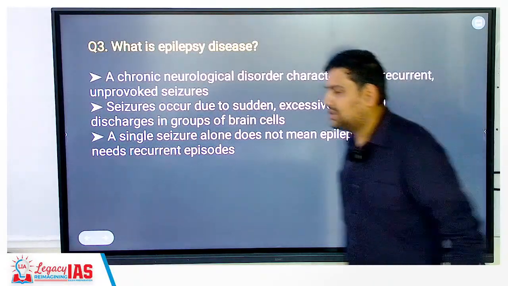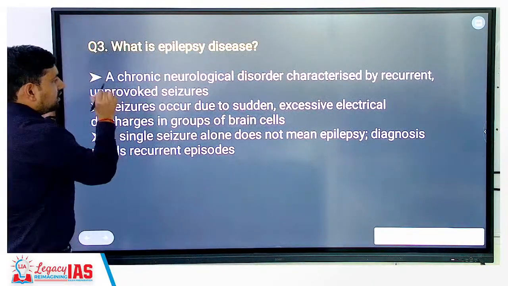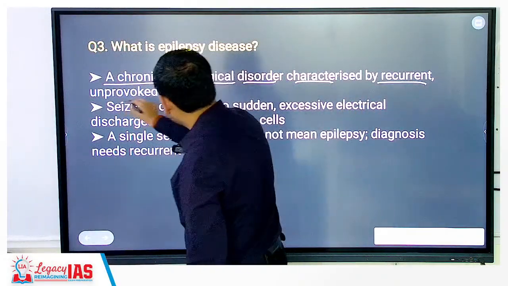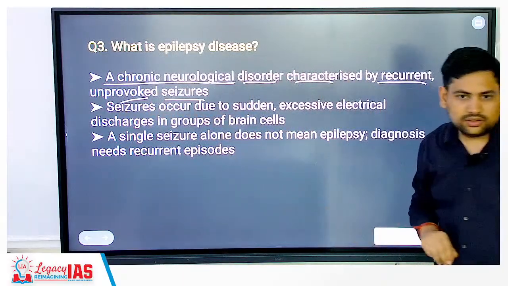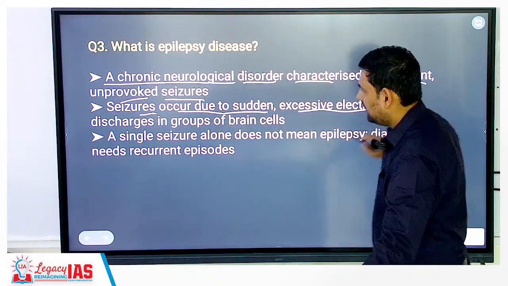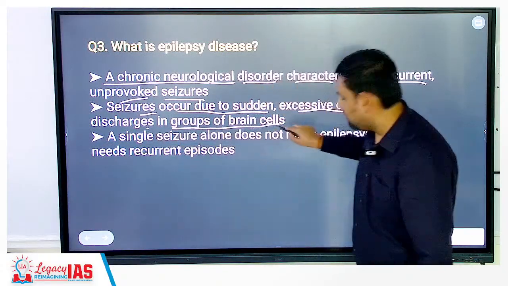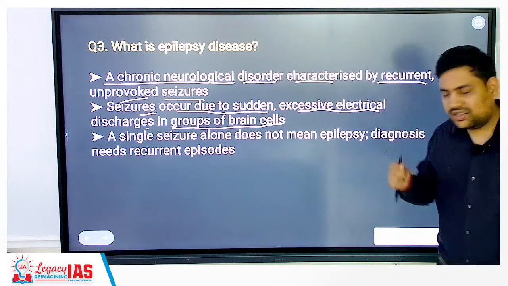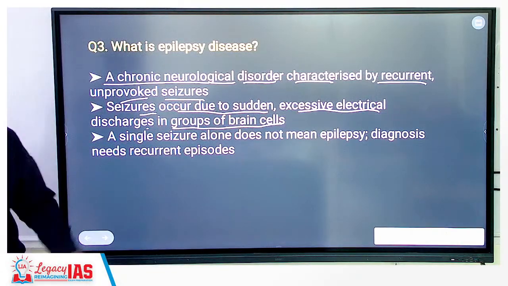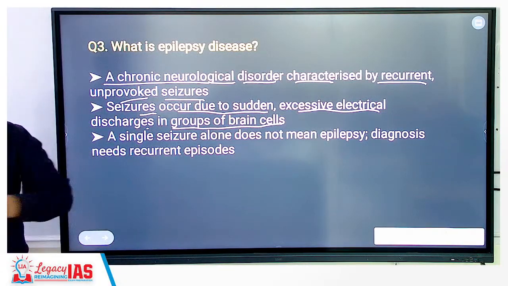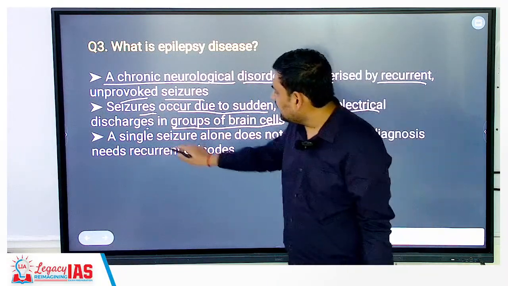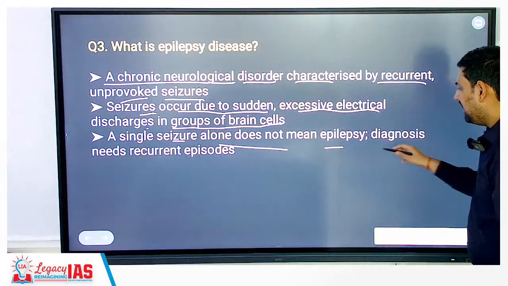What is epilepsy disease? This is a chronic neurological disorder characterized by recurrent unprovoked seizures. Seizures occur due to sudden excessive electrical discharge in a group of brain cells. So they have a sudden discharge of electrical signals in their brain cells, because of which they get these sudden seizures. Then it is written that a single seizure alone does not mean that there is epilepsy.